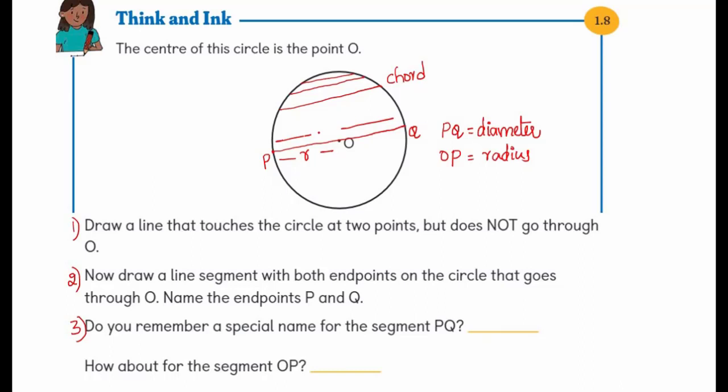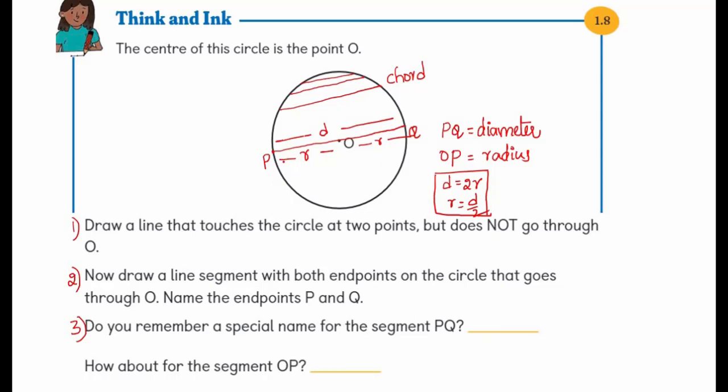PQ is called diameter. OP is called radius. Even OQ is also called radius. Diameter is equal to 2r. Radius is equal to d by 2. As we discussed earlier, to find the diameter and radius, these are the formulas.